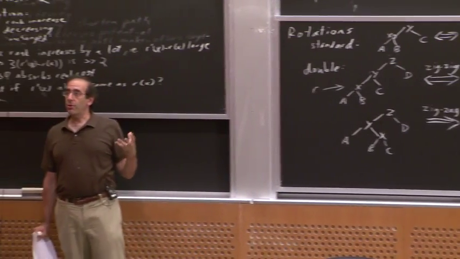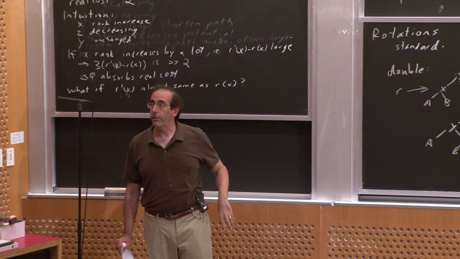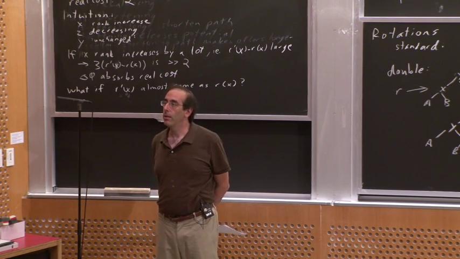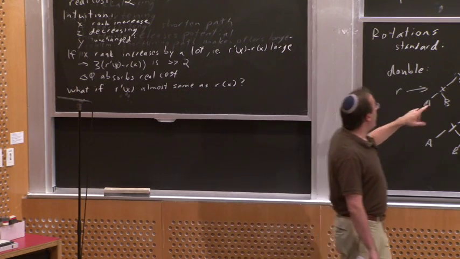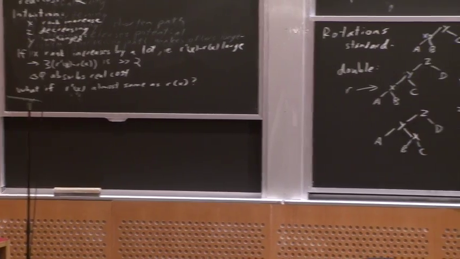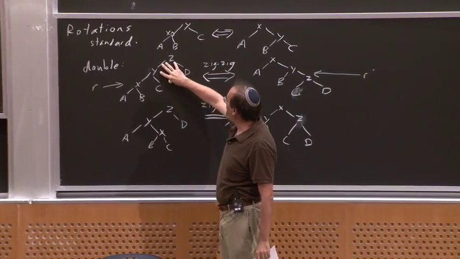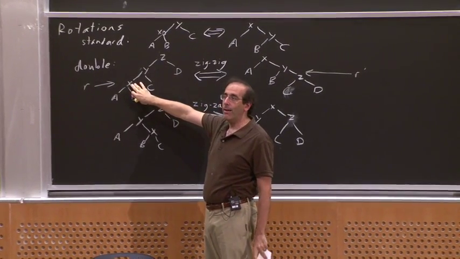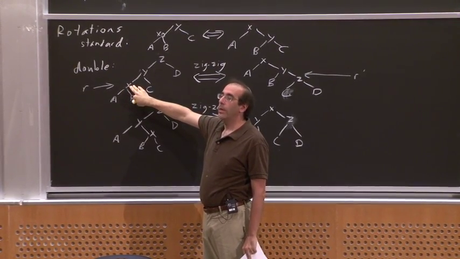So again, structurally, what does it mean for r prime of x to be almost the same as r of x? Yes? The sizes of y. Yes, you're absolutely right. But can we unpack why the sizes of y and z go down if x has roughly the same rank after the rotation? Y loses the rank that it got from x. Yes.